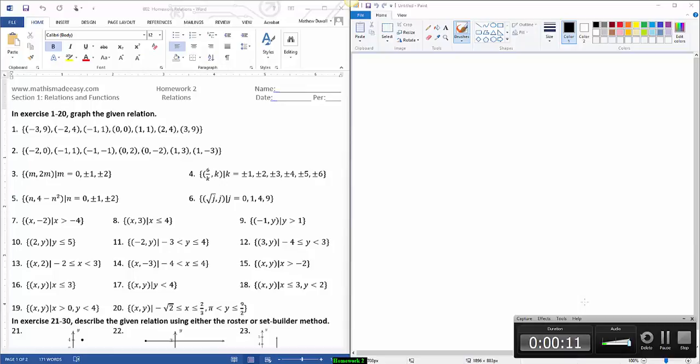So it says in exercises 1 through 20, graph the given relation, and there are different ways to do it. Like on number 1, when we're graphing this relation, it's just a set of points. I'm not going to graph all the points, but you need to take those points, like -3, 9, you'd plot the point, -2, 4, right? You just go through and plot all the points until you get your image.